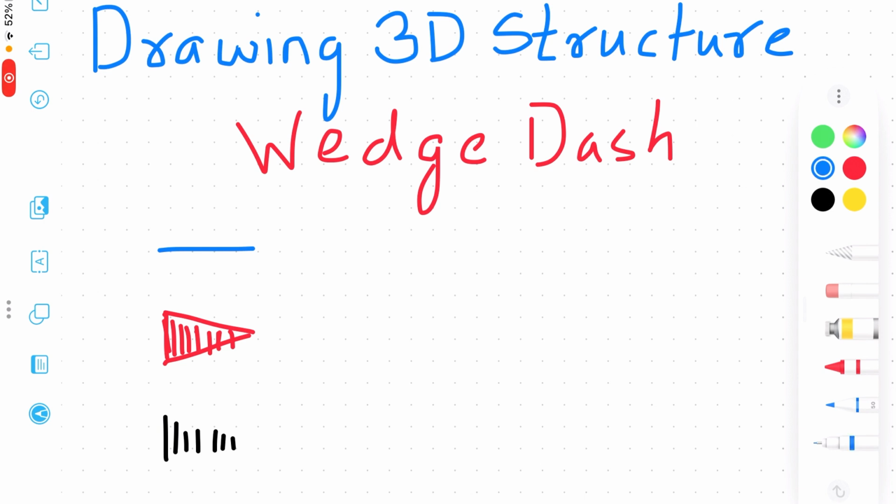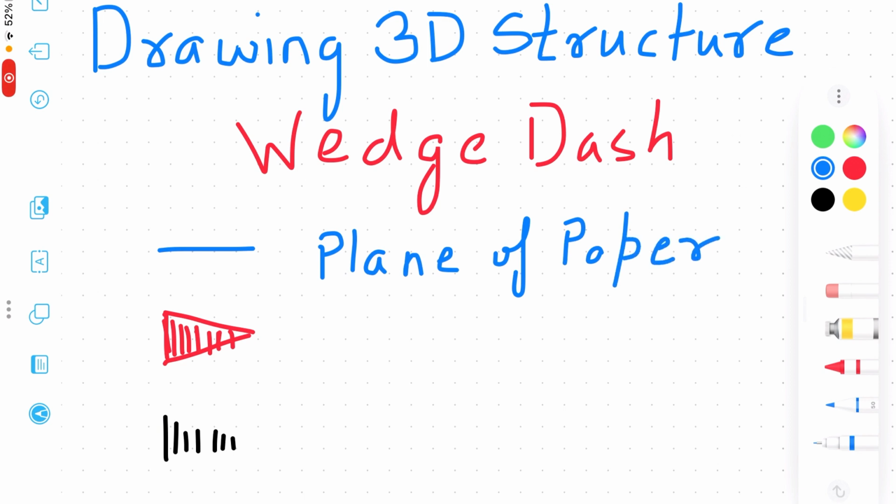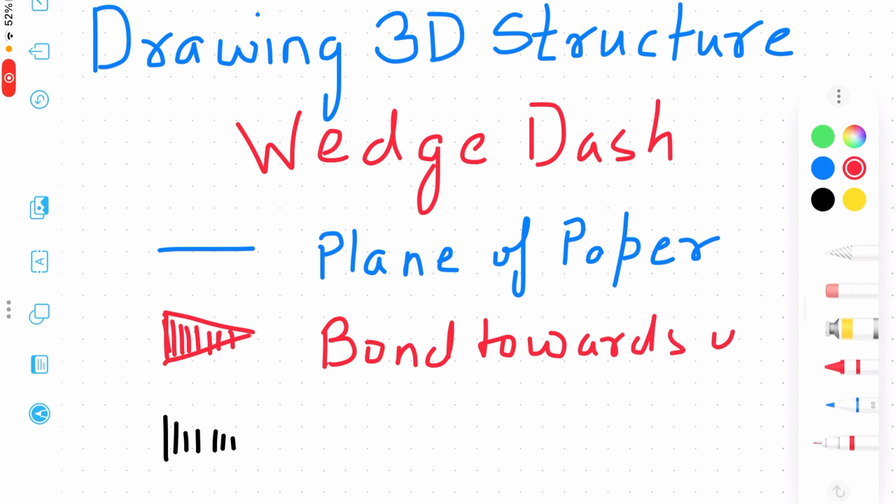Basically, the normal bond, the line bond, is representing the two bonds of a tetrahedral structure that is present on the plane of the paper or the screen. And the red color bond, which is drawn here in a wedge way, is representing the bond or the atom that is present towards you or that is facing towards you. The black one, which is a dash bond, is a bond on a tetrahedral structure that is away from you or behind the paper or behind the plane.